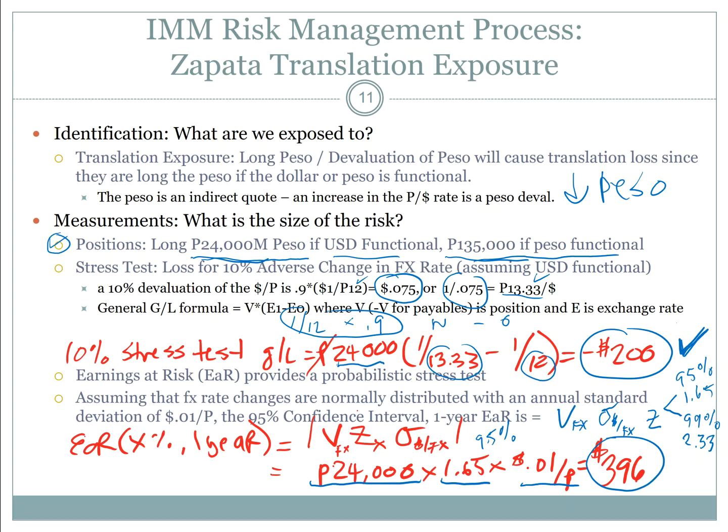So now what does this mean? Since I looked at a 1.65 standard deviation change in the variable, according to the normal distribution tables, that should only happen 5% of the time, a 1.65 standard deviation adverse change. It's a one-tailed test. So what I can say about this $396 is there's a 5% chance of this loss happening. In other words, I'm 95% confident losses will not exceed $396 from this position.